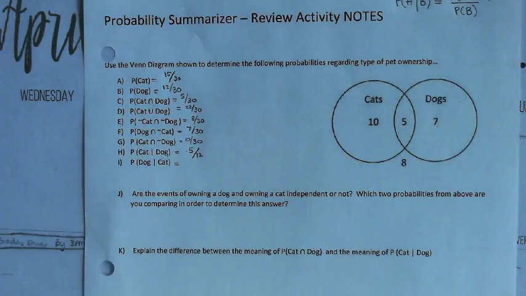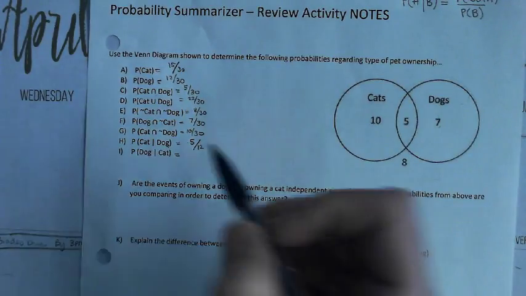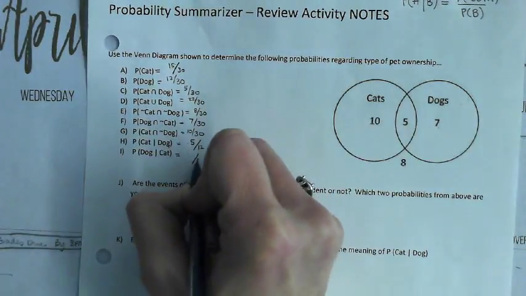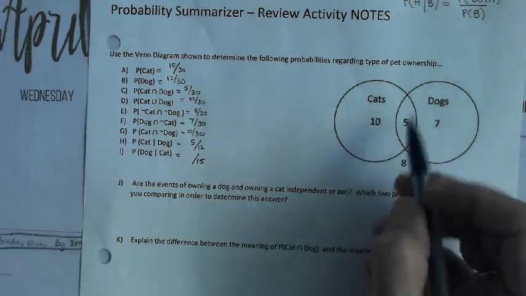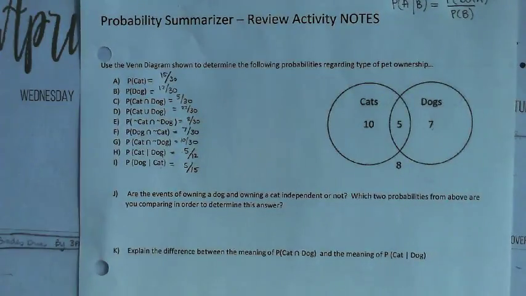Kaylee Smith, what'd you put? 5 over 15. Raise your hand if you agree with 5 over 15. Good. Okay, so out of your cats, there's 15 of those. Chances of also owning a dog, 5 out of 15. Okay. Now, in Part J, when you're asked about independence, which two probabilities from above can you compare?